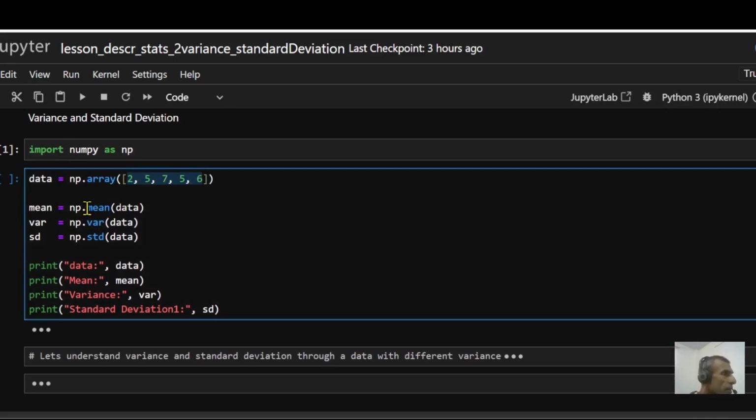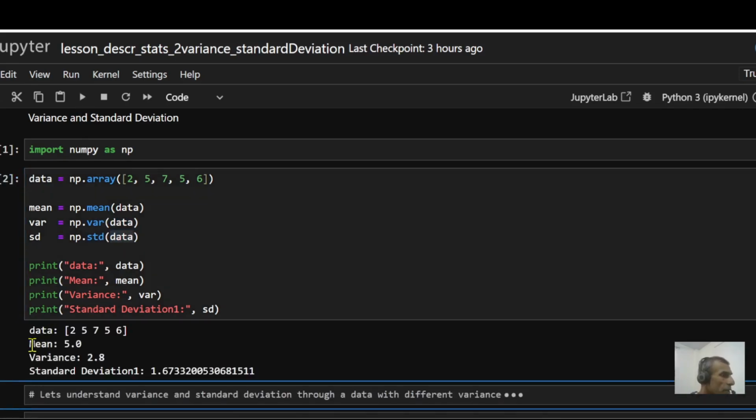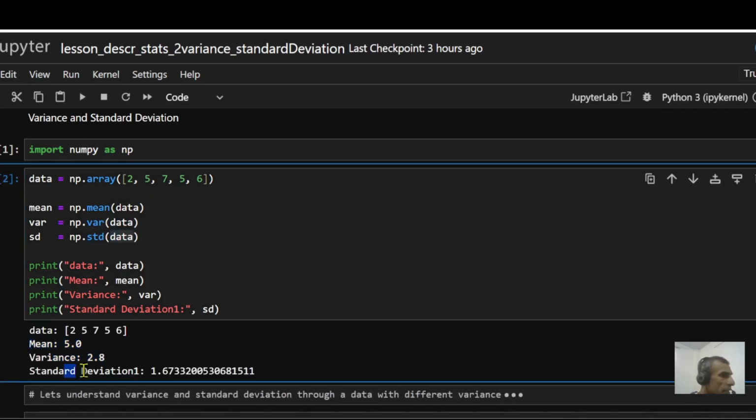So there is an inbuilt method inside np. You can use mean, and you can pass your data inside. Same thing with variance, there's a var. var is short for variance, and inside this method, pass your data, and then you have .std. std is short for standard deviation, and pass your data to it. And when you run this, that's going to print out your mean value, your variance, and your standard deviation right here.